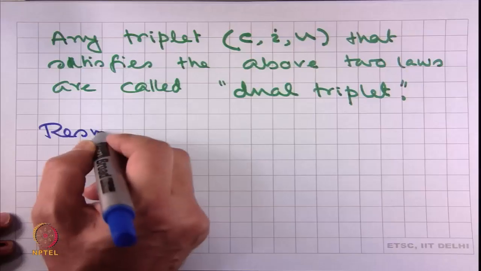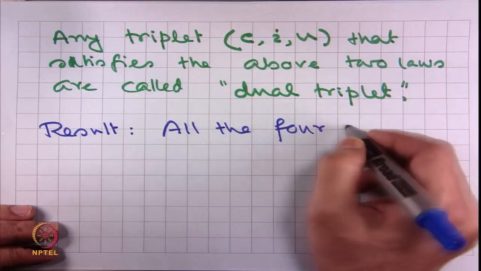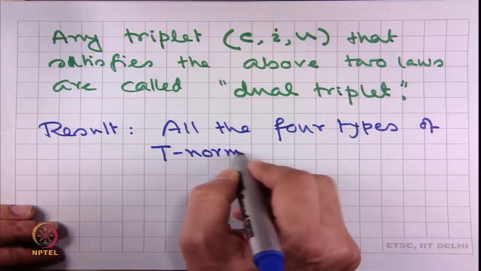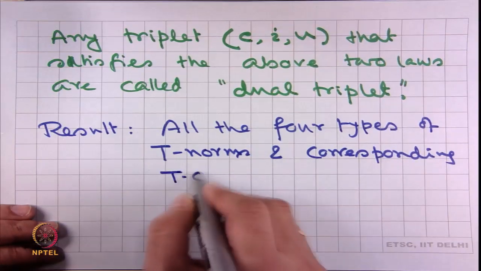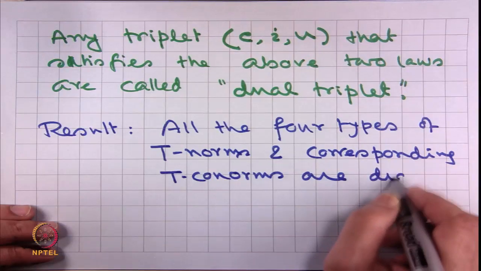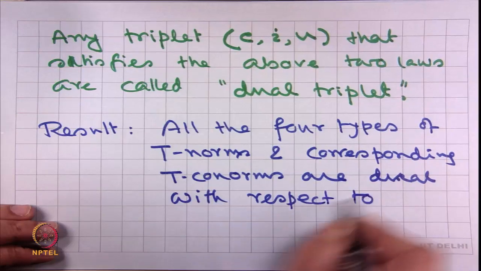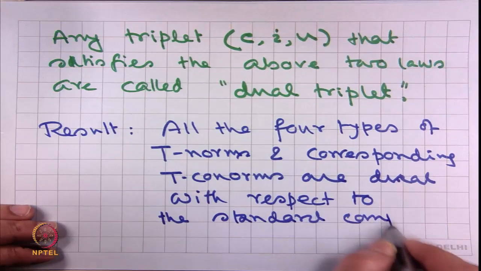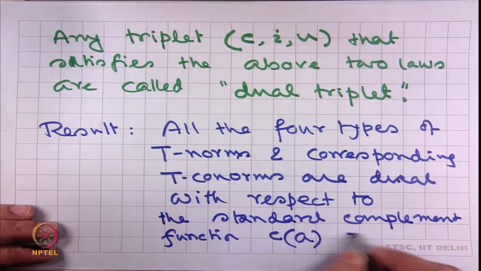Result: all the 4 types of T-norms and corresponding T-conorms are dual triplets with respect to the standard complement function, C of A is equal to 1 minus A.